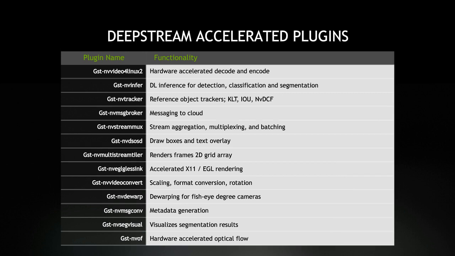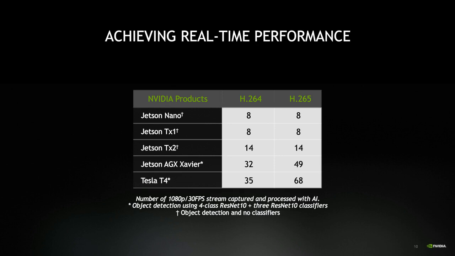Here is the real-time performance that you can achieve with DeepStream on various NVIDIA platforms. The end-to-end app used to generate this performance number is packaged in DeepStream SDK. The SDK also comes pre-packaged with all the detection and classification models. We can run as many as 8 streams in a tiny JETSON Nano, all the way up to 68 streams in an NVIDIA T4.